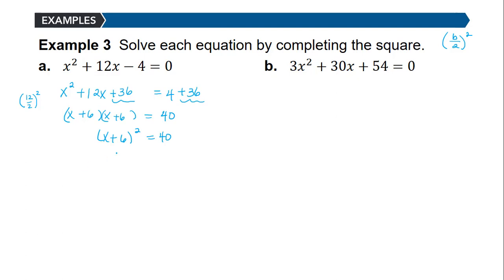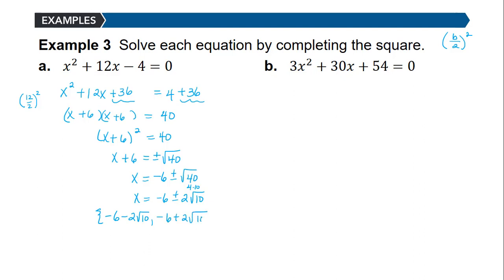By the square root property, we get that x plus 6 is equal to plus or minus the square root of 40. Solving for x, we subtract 6 to get negative 6 plus or minus the square root of 40. But we typically write the radical in simplest form. There is a perfect square factor of 4 times 10, and the square root of 4 is 2, so we get 2 square root of 10. So the two solutions are negative 6 minus 2 square root of 10 and negative 6 plus 2 square root of 10. You could use your calculator to find the decimal approximations of those numbers as well.